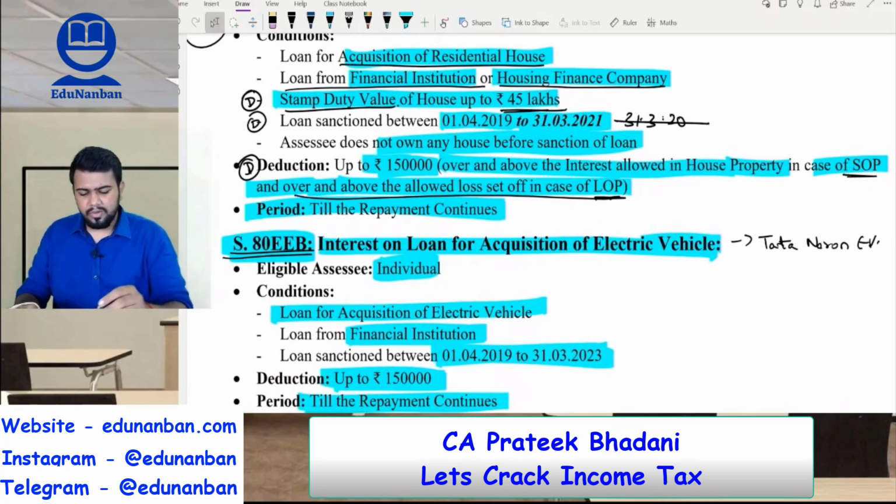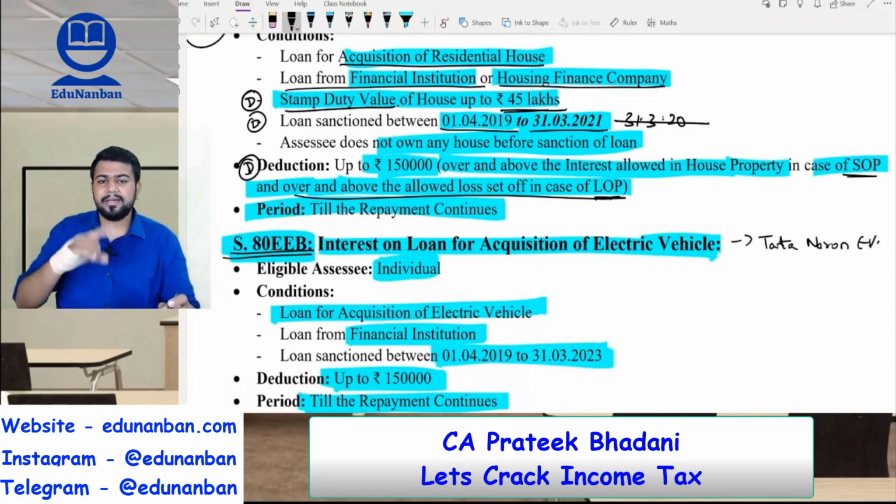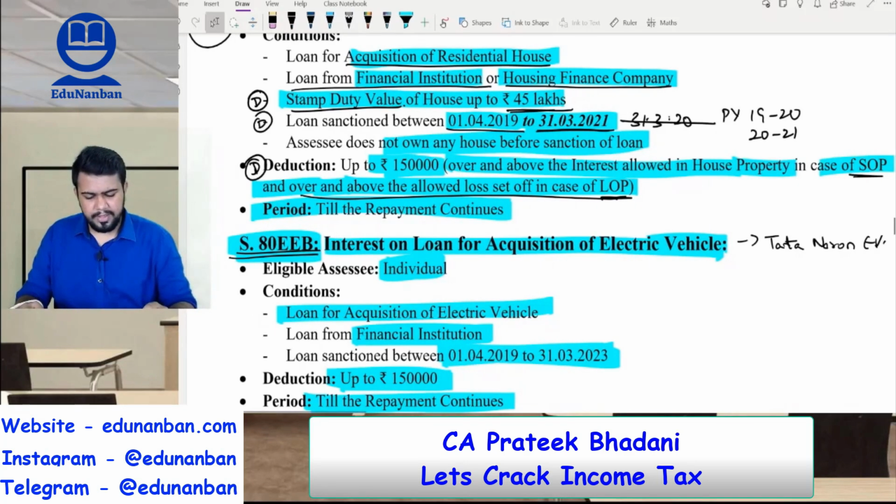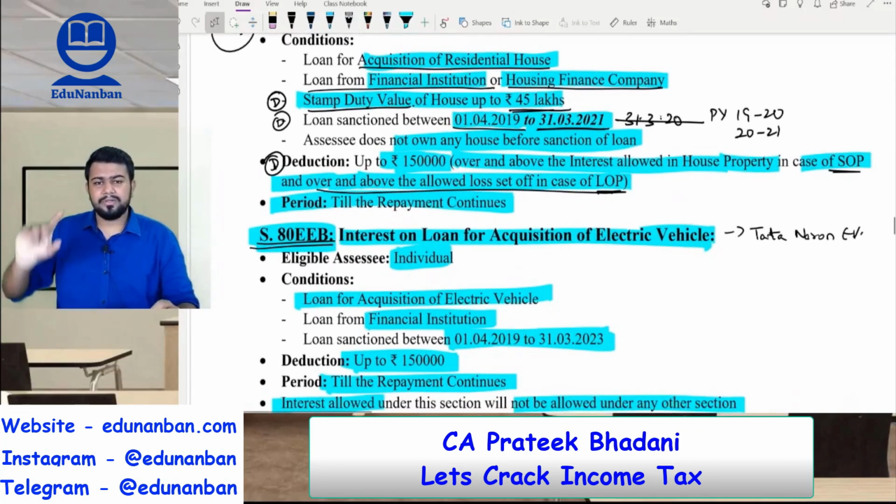Next, the loan should be sanctioned between 1/4/2019 till 31/3/2021. Earlier it was 2020, now it has been amended to 31/3/2021. That is, previous year 19-20 as well as 20-21, this section is applicable. There it was previous year 16-17. Here it is previous year 19-20 and 20-21.